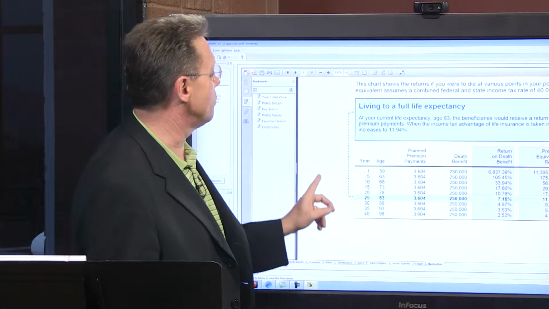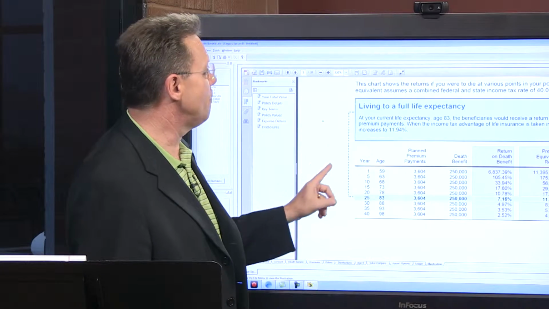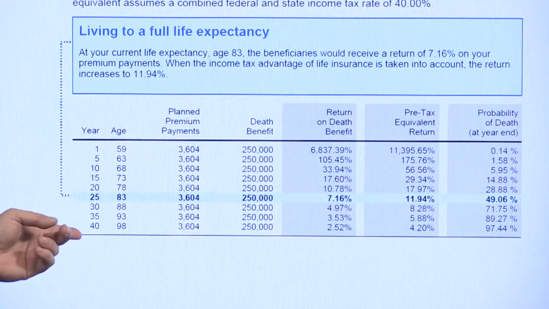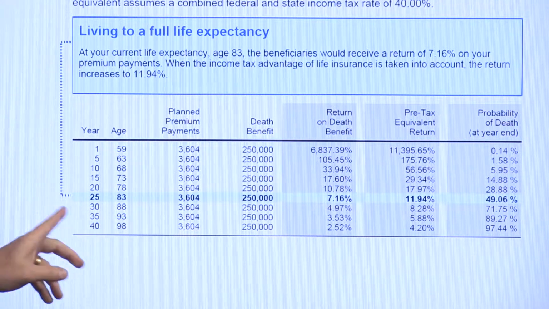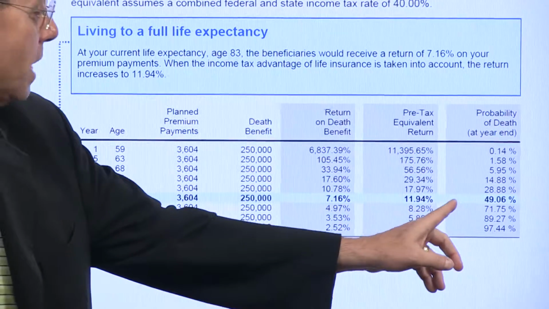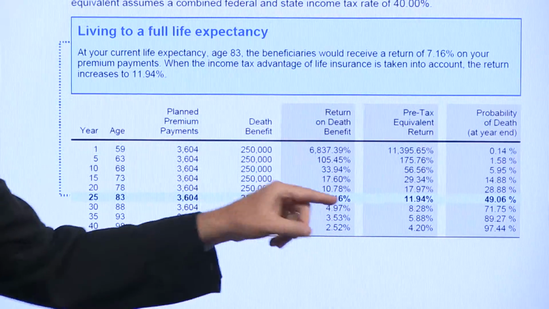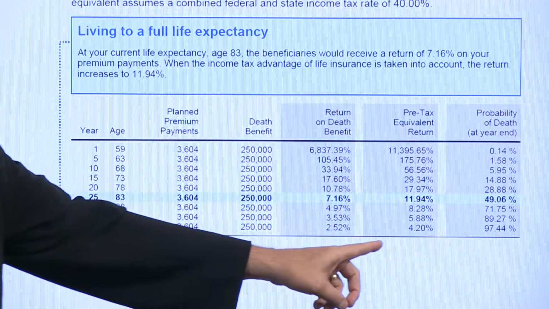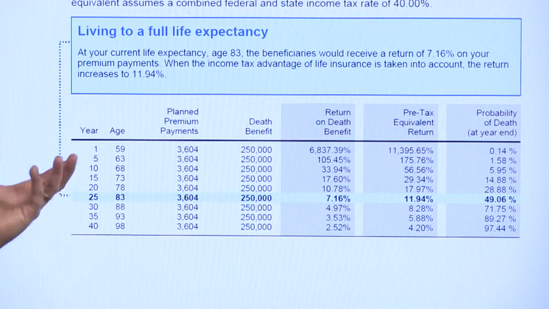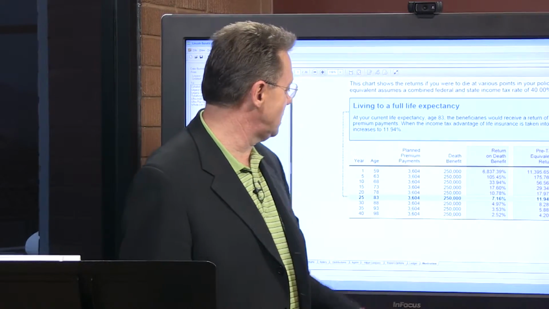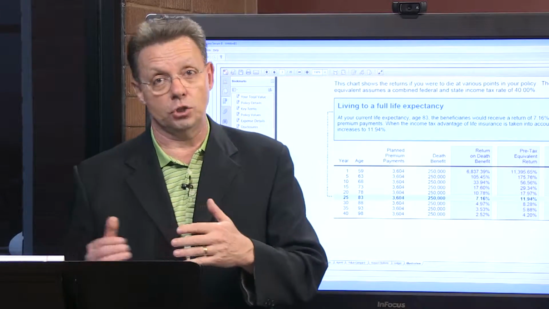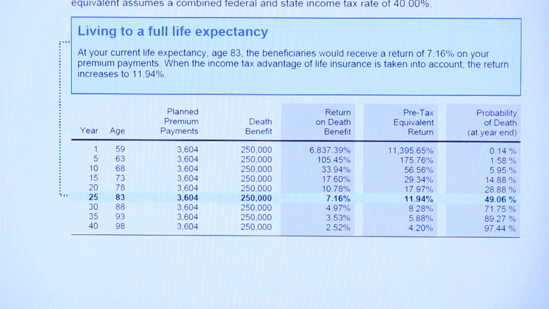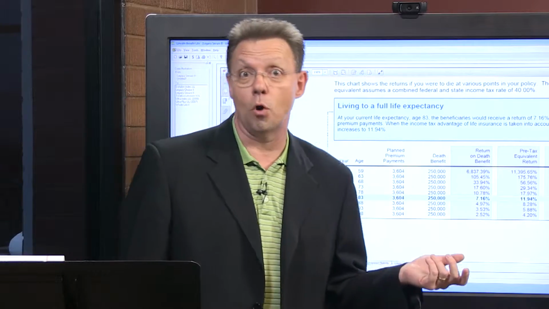Now, here's what the rate of return is if I was living to a full life expectancy. Right now, they think the expectancy on this, based on, I'm sure, the 2001 CSO, is age 83, and it would show you what would happen if you died. It would be a 7.16% rate of return. If you put that in a tax bracket equivalent, it could be as high as 11.94. So if I just died, tax-free 7.16% return to my heirs, to my beneficiaries, and it also shows the probability of death, 49% at that age. Well, that kind of gives me some hope there, doesn't it?